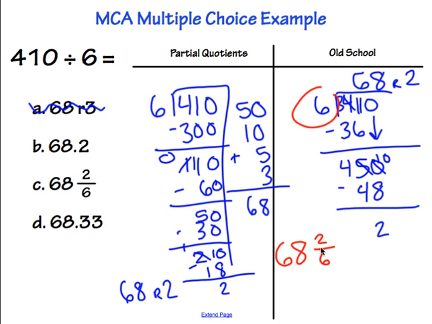However, this answer is not in simplest form. And we're not going to choose an answer that's not in simplest form. So we could have almost crossed this out from the beginning because 2/6 is not in simplest form. The simplest form for 2/6 would be 1/3. So if that answer said 68 and 1/3, we would be good to go, but it didn't. So we're going to cross that out.